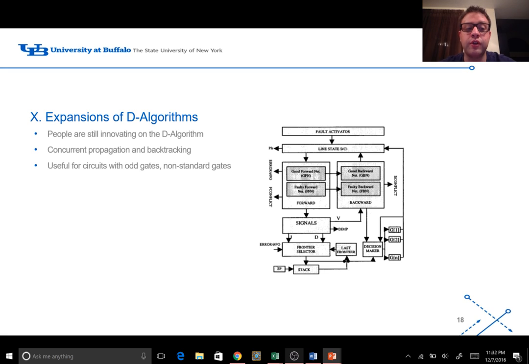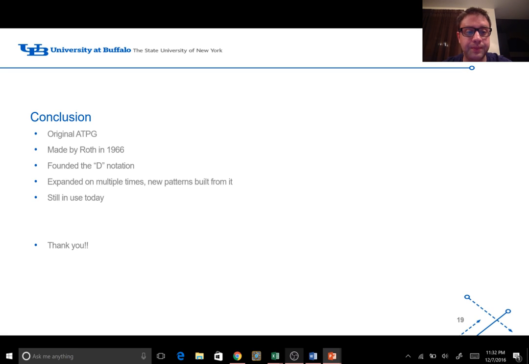It's also very useful for circuits with odd gates or non-standard gates. And the reason being is if you can write a D cube for a particular gate, even if it weren't necessarily a standardized one, the algorithm can handle it through use of a library. So there's really interesting things that are going on for D algorithms even today, even though it's an older system.